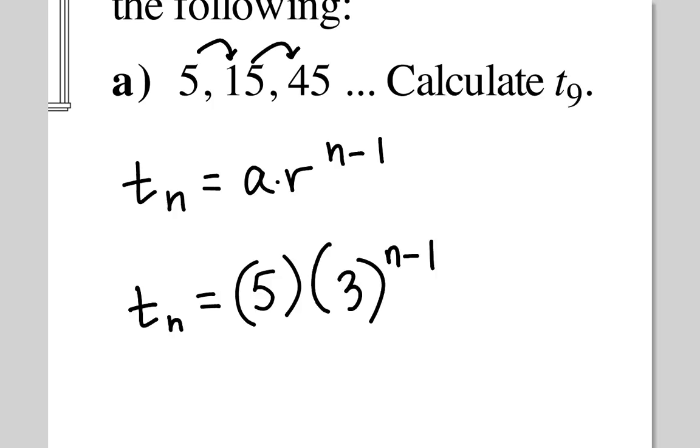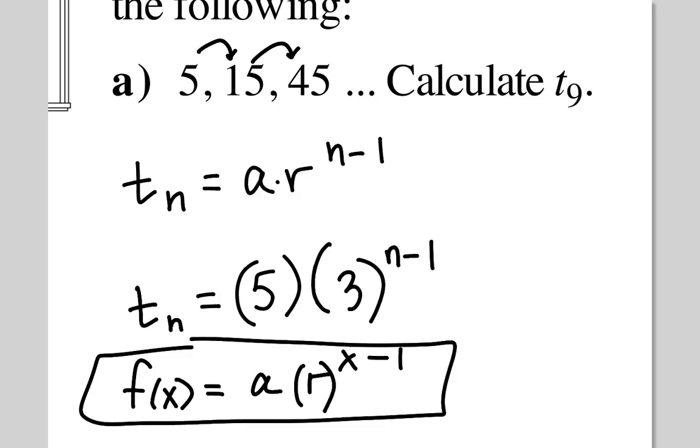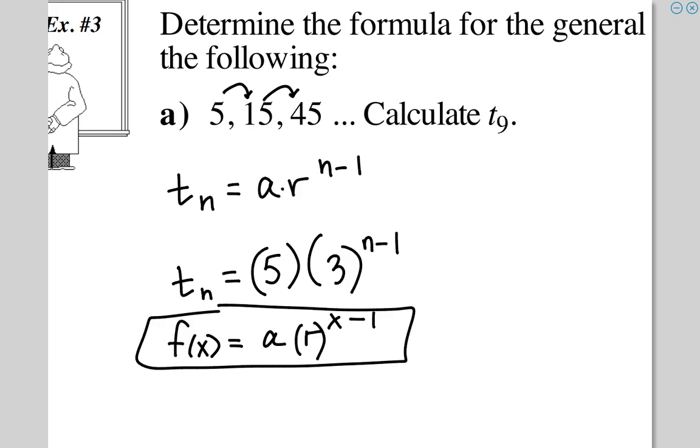n minus 1. Why do I leave n there? Because the formula depends on it, right? Without it, you don't get anything. So in this sense, you think of it like this: f of x equals ar^(x-1). What does my formula depend on? x. And what does it spit out? y. That's if we were doing real numbers with functions, but we're not doing that. We don't live in the real number world for this stuff. Where do we live? In the naturals.